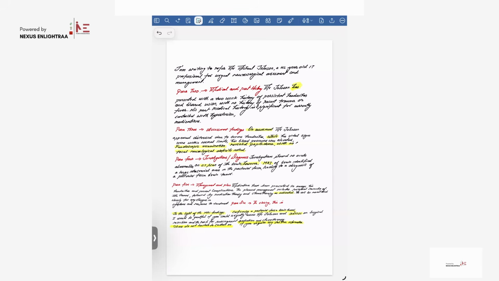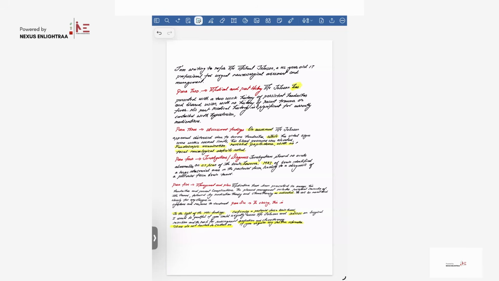I put it on one page and just read. Let's just read it. I'm writing to refer Mr. Michael Johnson, 42-year-old IT professional, for urgent neurosurgical assessment and management. Para 2. Mr. Johnson has presented with a 2-week history of persistent headaches and blurred vision, with no history of recent trauma or fever. Full stop.